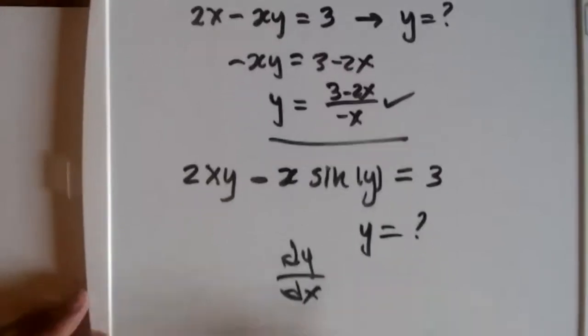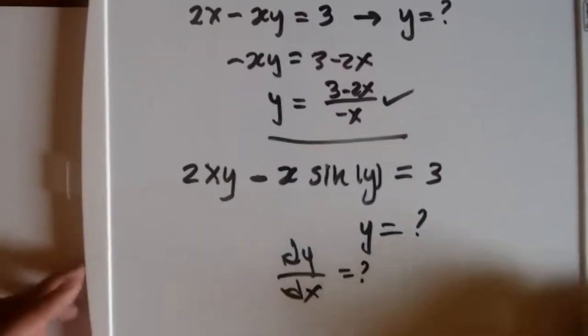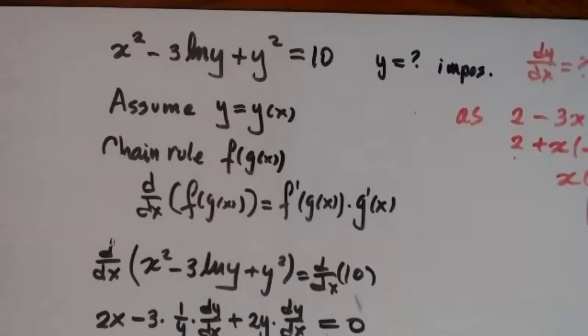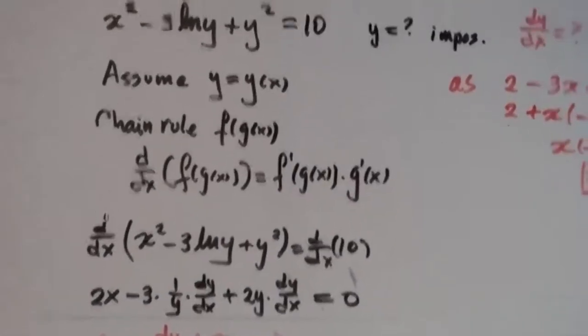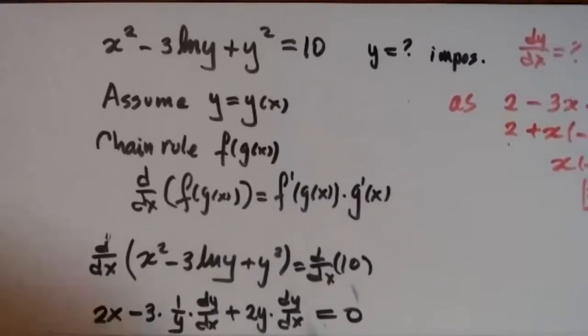Dy dx, to find dy dx. So is the advantage to use the chain rule, correct? So you don't have to solve for y, okay?